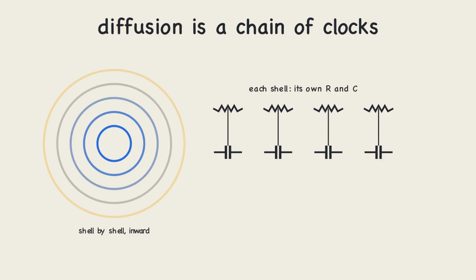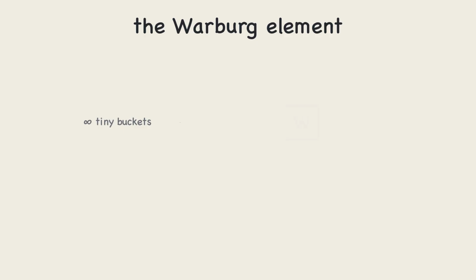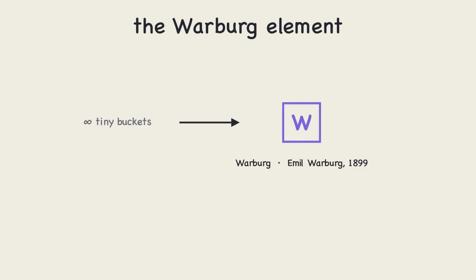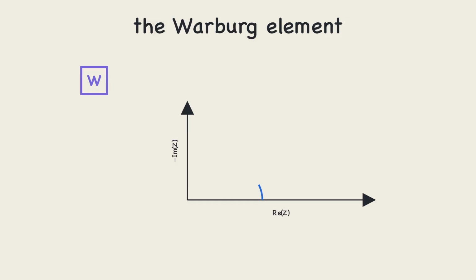And if you take that chain to its limit, infinite tiny buckets, the whole thing collapses into a single element. The Warburg element, named for Emil Warburg back in 1899. It is diffusion itself, written as one clean symbol. You can even see its signature on an impedance plot. Diffusion shows up as a straight 45-degree line.